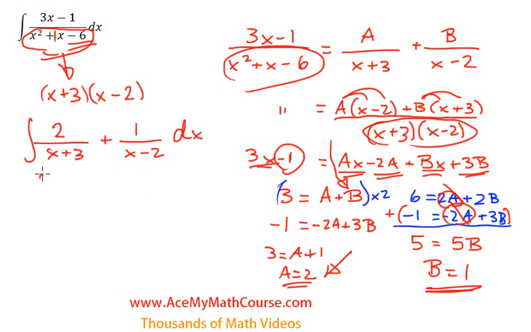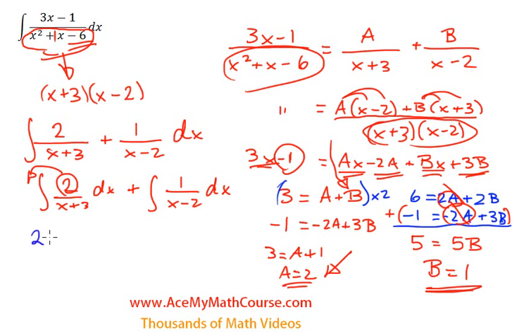And I can break this down into the integral of 2 over x plus 3 plus another integral, and I can essentially even take the 2 outside here, have 2 times the integral of 1 over x plus 3, and then this becomes a piece of cake, because the integral of 1 over x plus 3 is just the ln of the absolute value of x plus 3. So I get 2 times the ln absolute value of x plus 3.